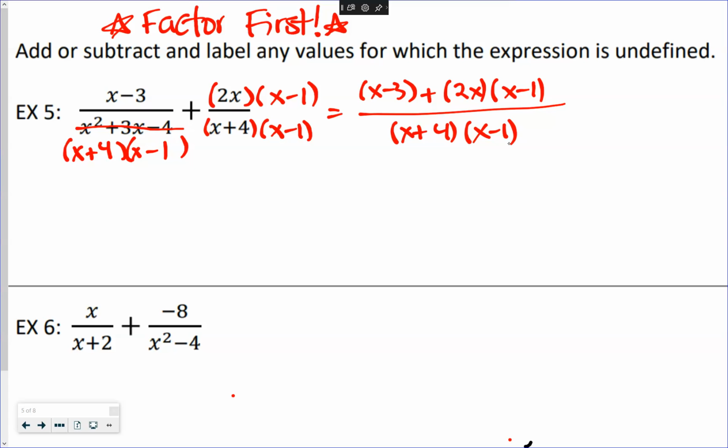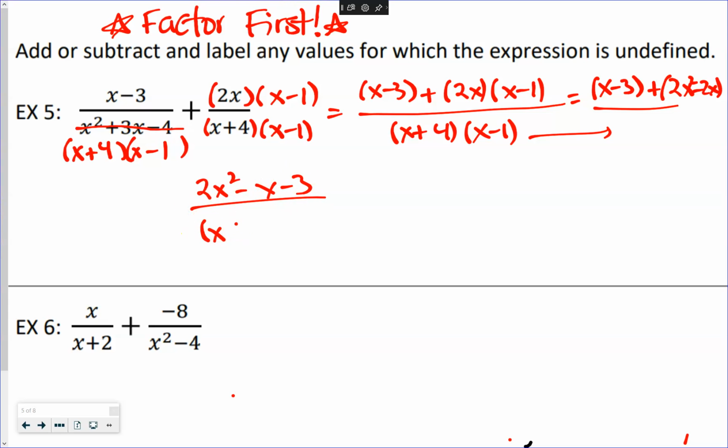Okay, now we just simplify my numerator. So I'm going to multiply that through. This becomes x minus 3 plus 2x squared minus 2x. Sorry for my handwriting. I'm going to move it down here. We know what my denominator is. It's this. So we're going to have 2x squared. X minus 2x is going to be negative x, and then negative 3 on the end over x plus 4 and x minus 1.